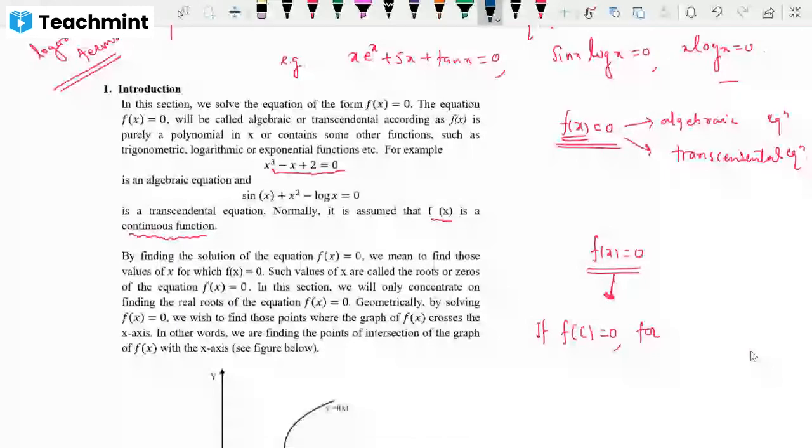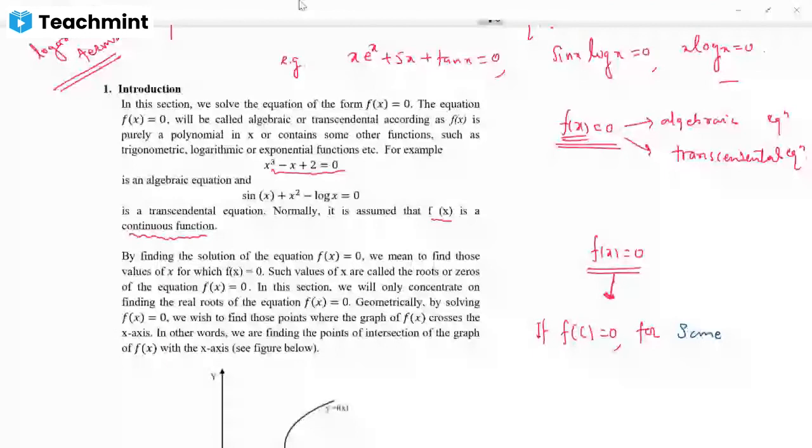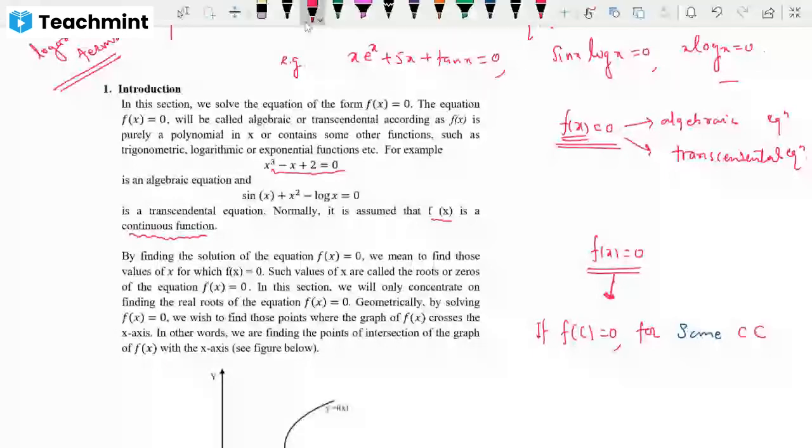If f(c) equal to 0 for some c belonging to the set of real numbers, or you can take the set of complex numbers. So I'm deleting this part here.